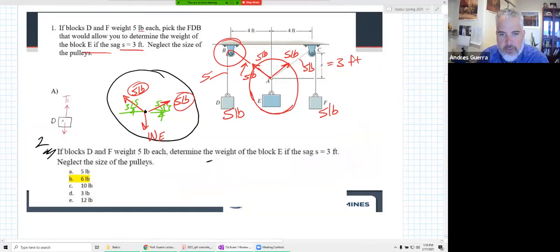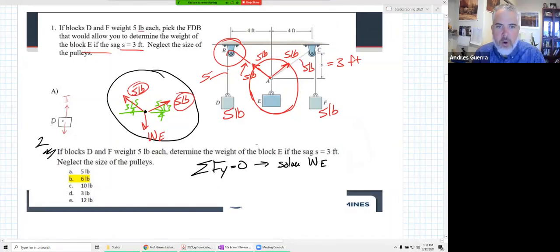And it looks like if we do sum of forces in the Y is equal to 0, then we're gonna have only one unknown. We can solve for WE in that case. And so, you know, with these particle equilibrium problems, once we get that FBD, the equilibrium equations are just about looking at each one and asking ourselves, okay, should we do sum of forces in the X or should we do sum of forces in the Y? It's really about identifying options.